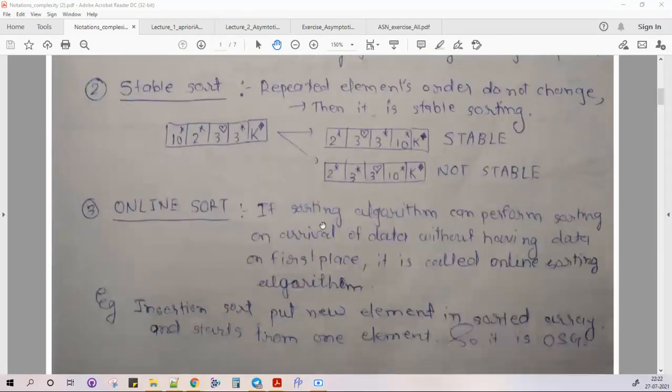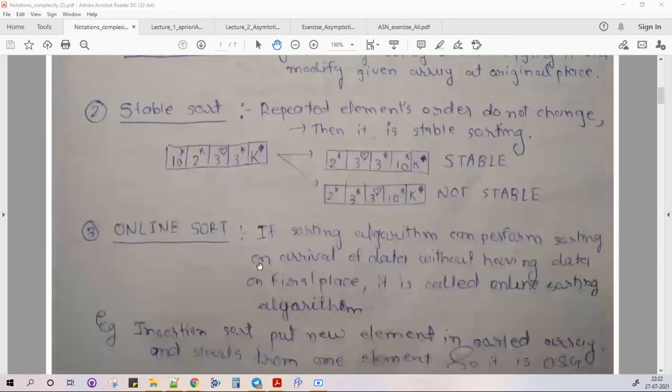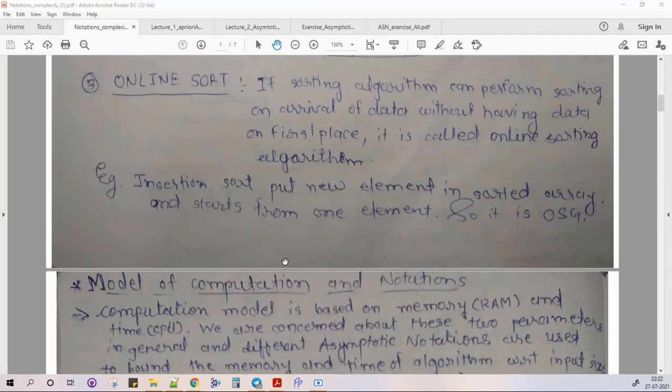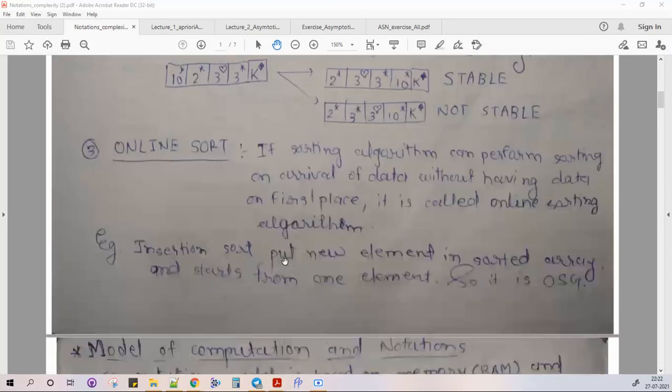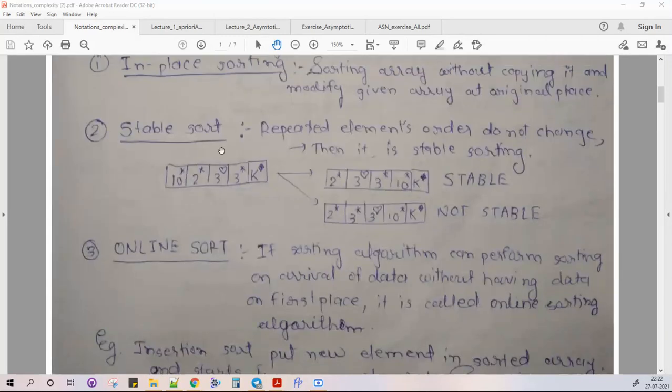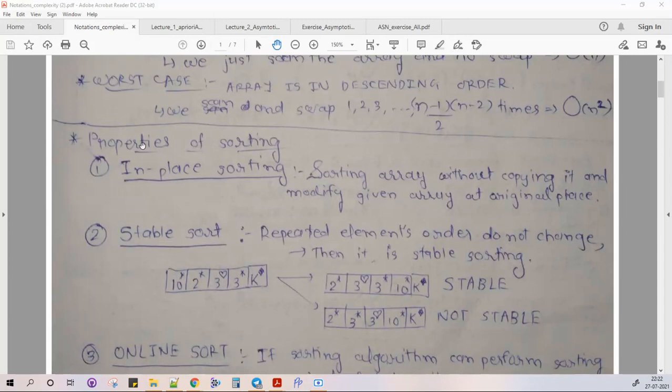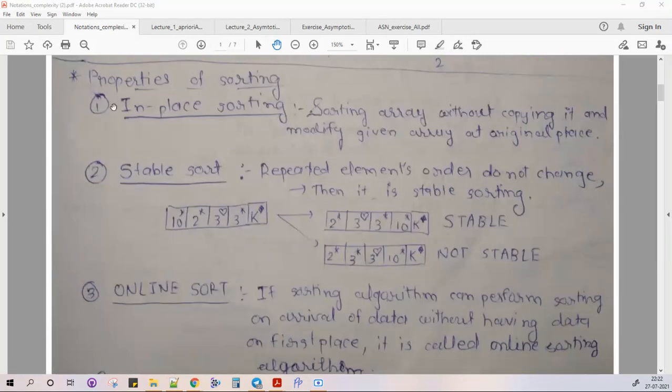So these are some properties of sorting algorithms. They can ask some questions like, given insertion sort, which type of algorithm is it: in place, stable, online? So all three are correct.